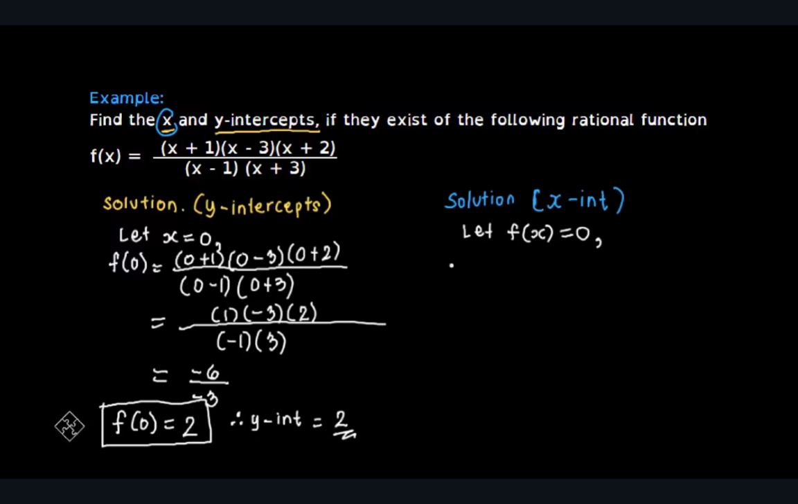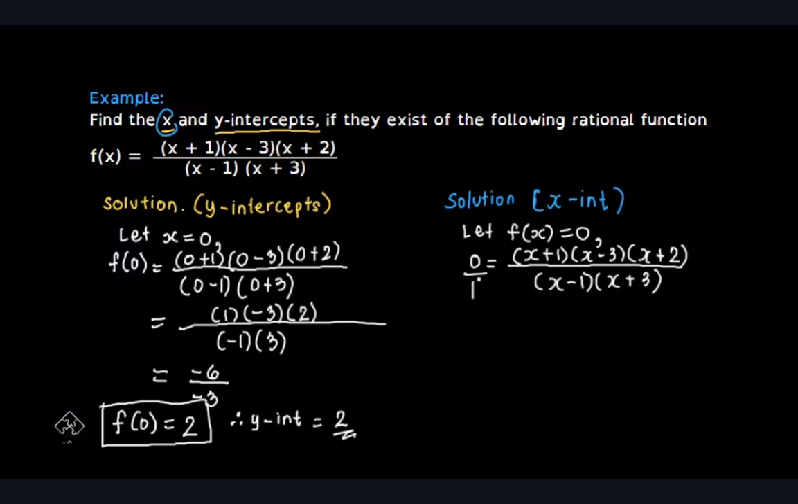So, here, when we set f of x to 0, using the original equation, that should be 0 equals, okay, we write f of x, which I made 0. We write the numerator: x plus 1, times x minus 3, times x plus 2, all over x minus 1, times x plus 3. So, I just wrote the given.